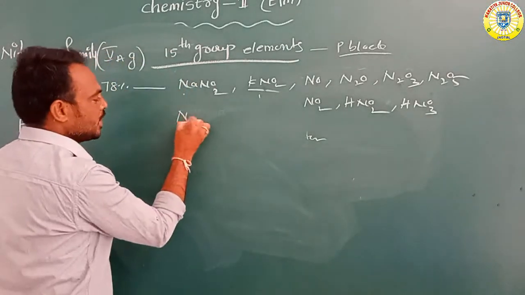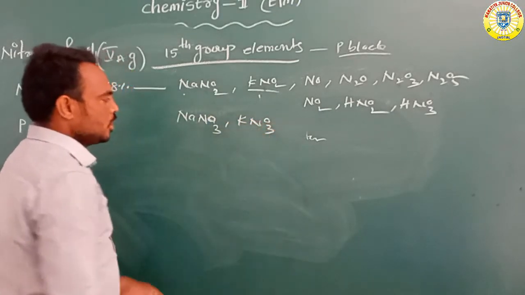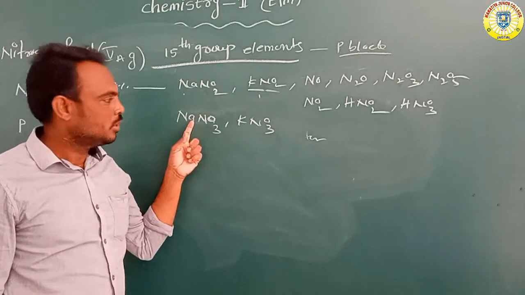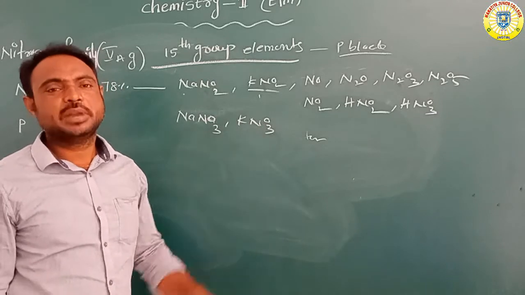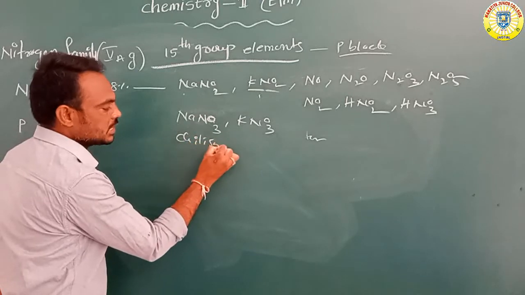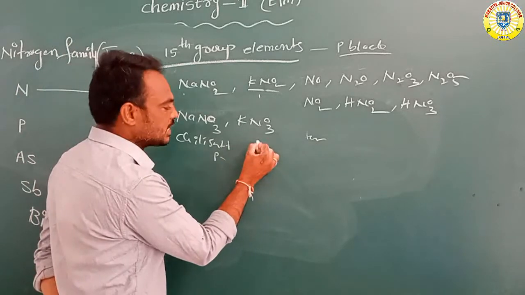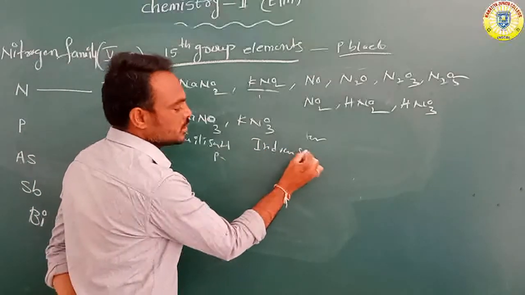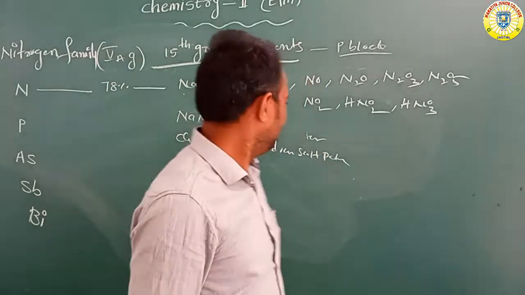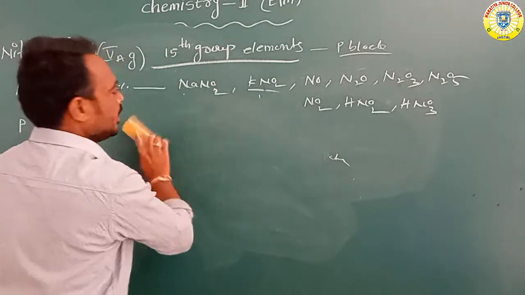Next, NaNO3 or KNO3. NaNO3 is called sodium nitrate, and KNO3 is called potassium nitrate. Sodium nitrate is called Chile saltpeter, and KNO3 is called Indian saltpeter. So these are nitrogen compounds.